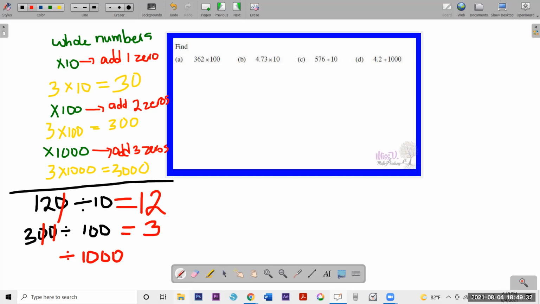All right, so let's look at the first example. 362 times 100. We don't have any decimal place right now at this point. So what would our answer be? We don't need a calculator, so we don't need to do long multiplication. All we need to do is add what? 2 zeros, right? So what would our answer be? Excellent.